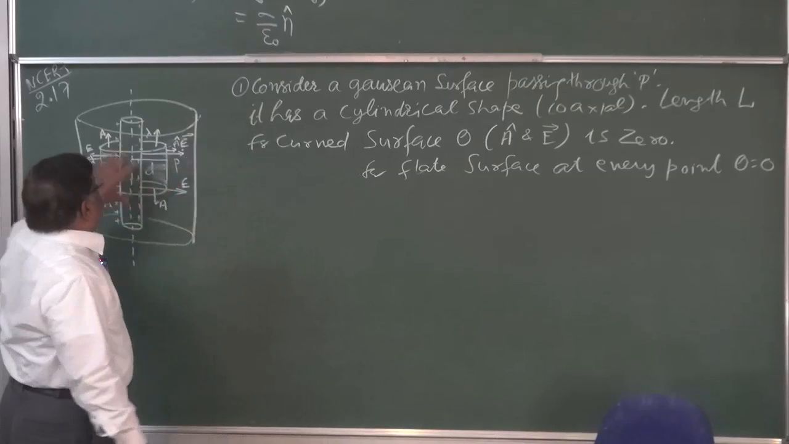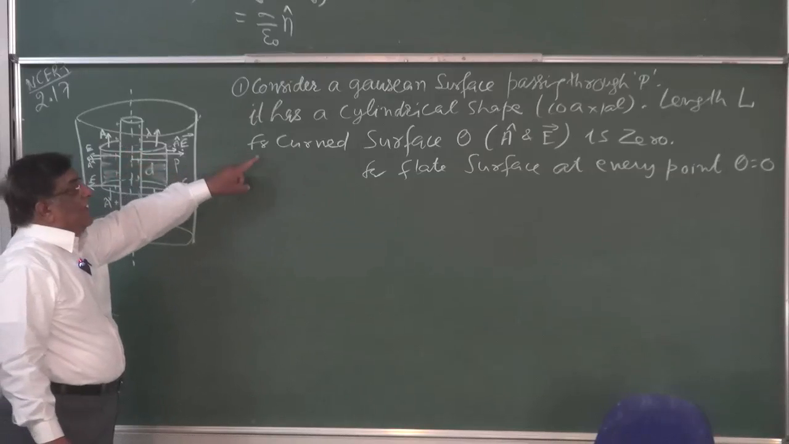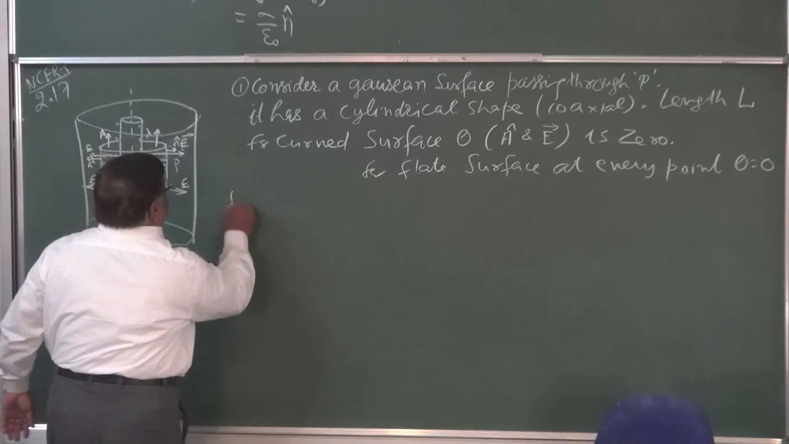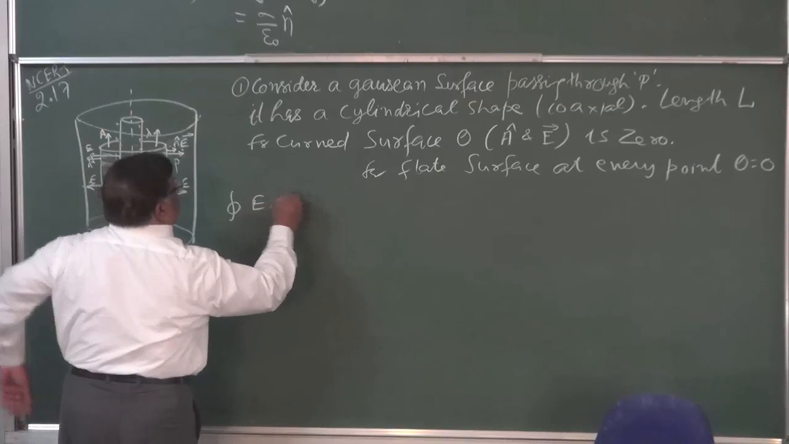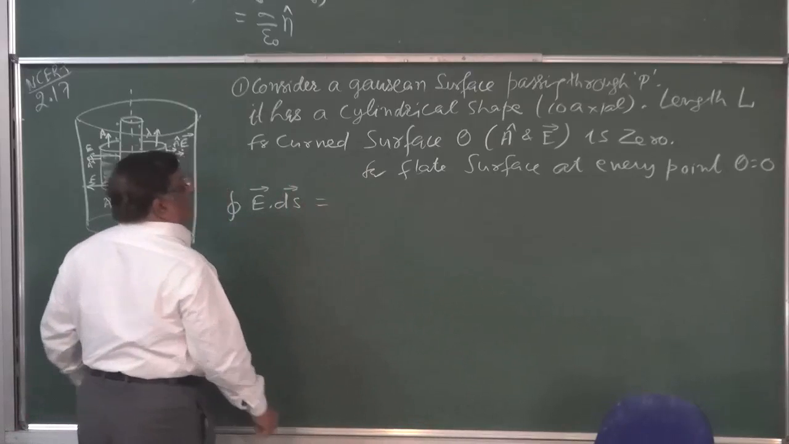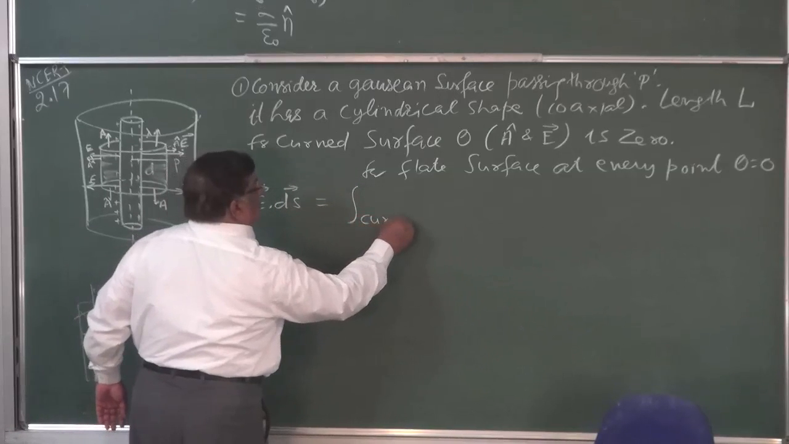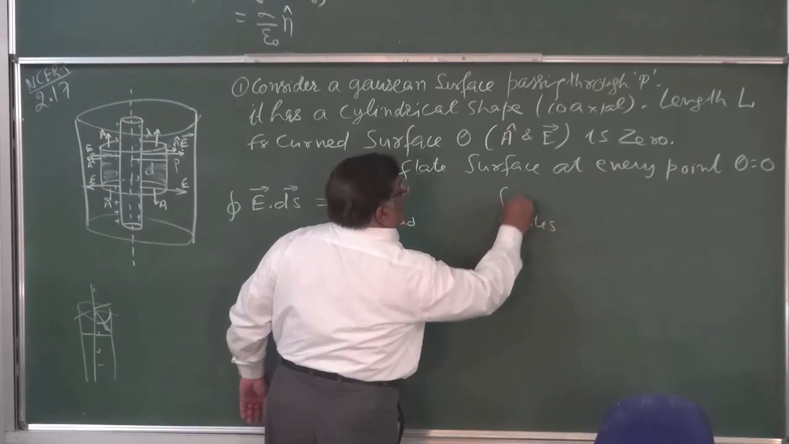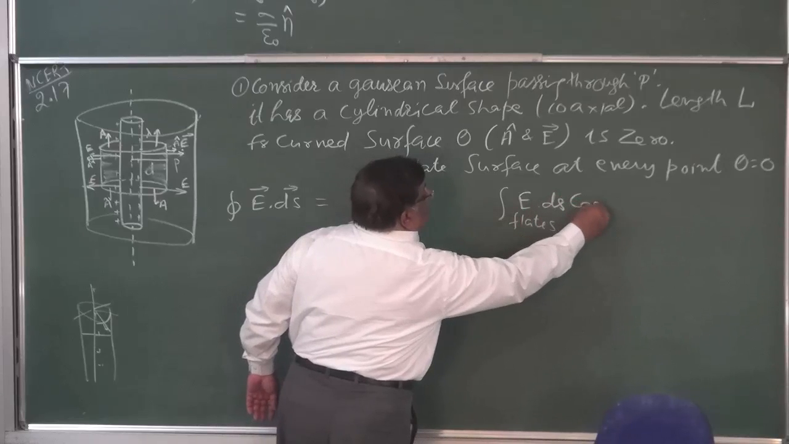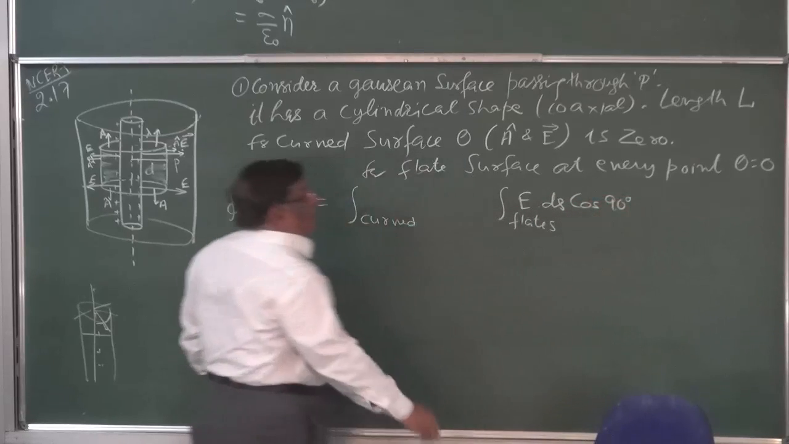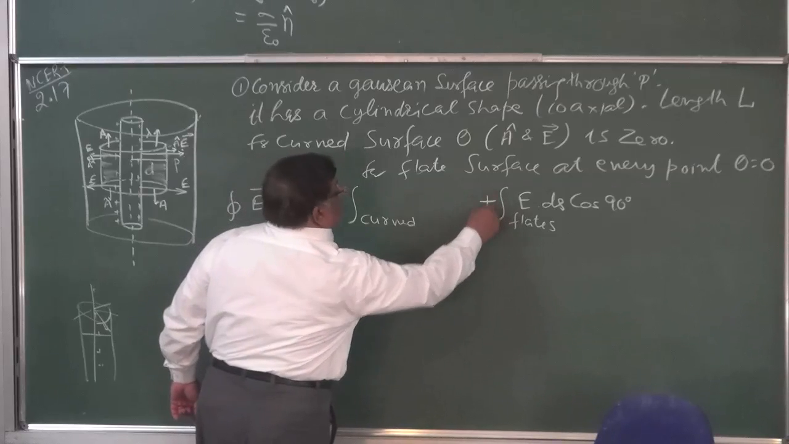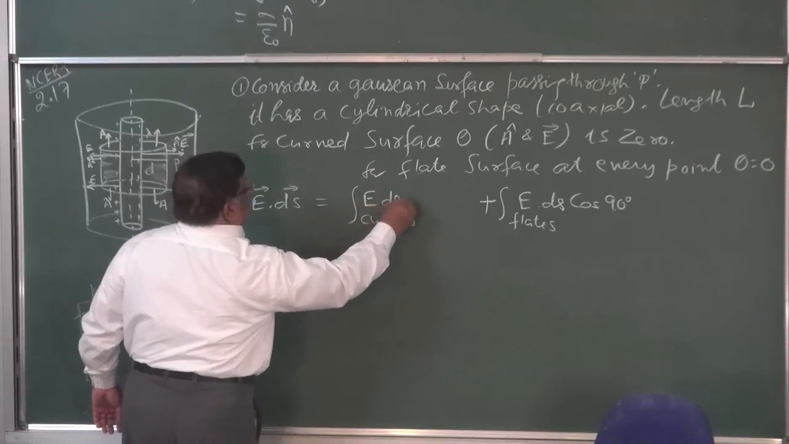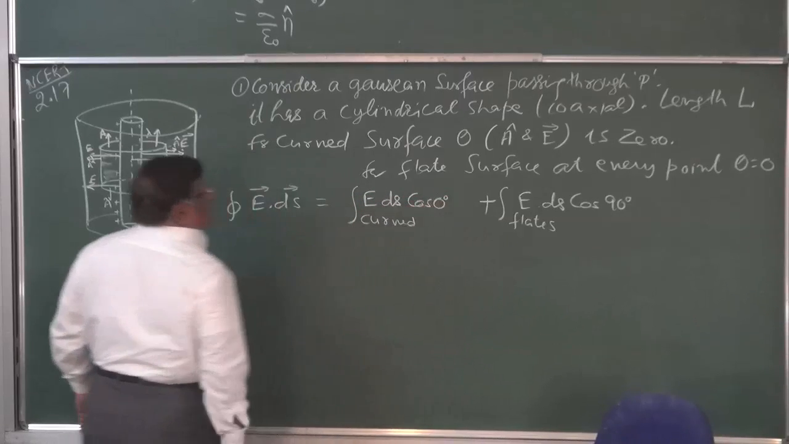We have described what is our Gaussian surface, what is electric field direction, and what is theta. Now we will calculate closed integral E·dS. We will divide it into two surfaces, one is curved and the other is flat. In flat it is E dS cos 90. Cos 90 is 0, so in the next step it is going to be 0. Now for curved it is E dS cos 0. Cos 0 is equal to 1.